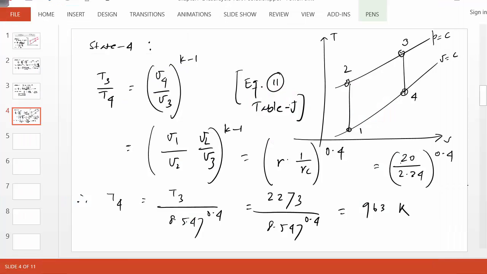So all the states have been calculated. Now let's go and figure out the heat transfer. Especially we are interested in heat added in the constant pressure process and heat rejected. Because Q in and Q out, if we subtract the two, we'll get the Q net. And Q net is equal to W net, so we can find all the answers that we are looking for.